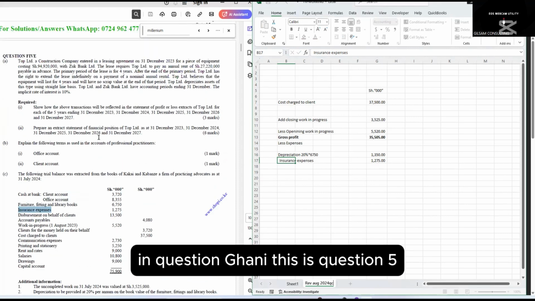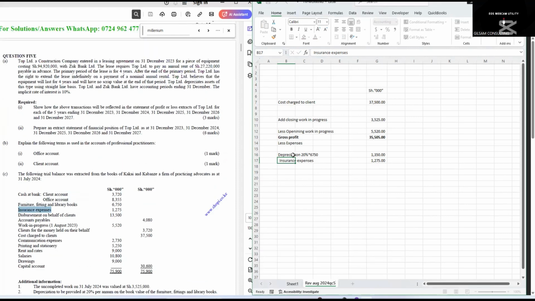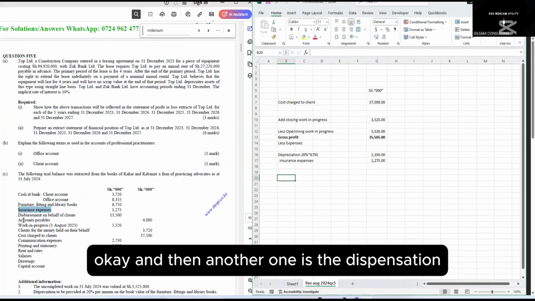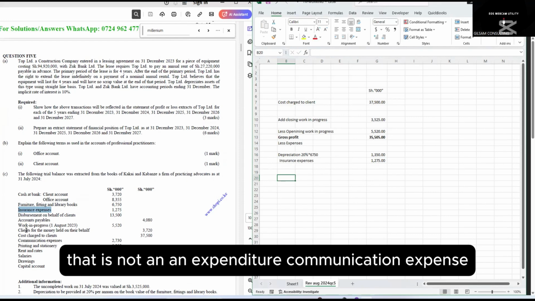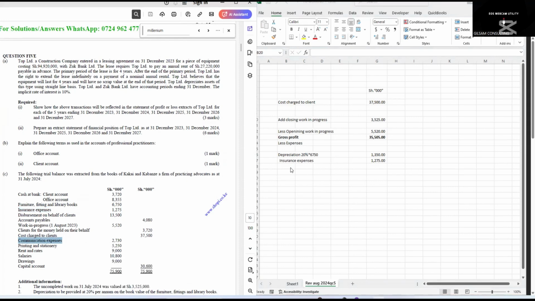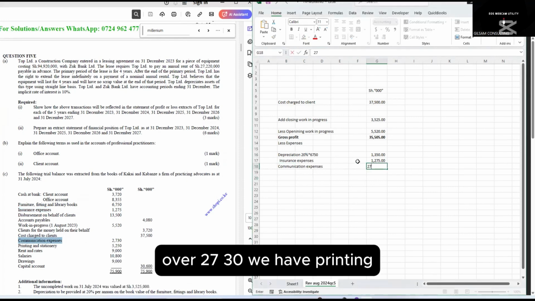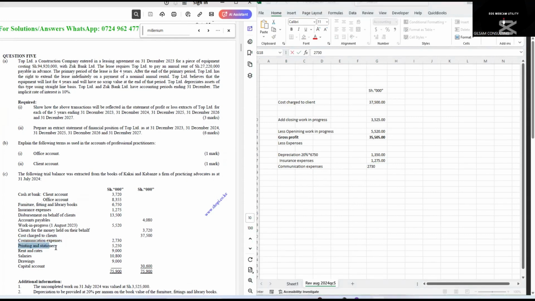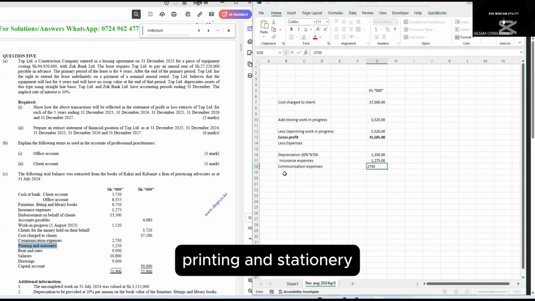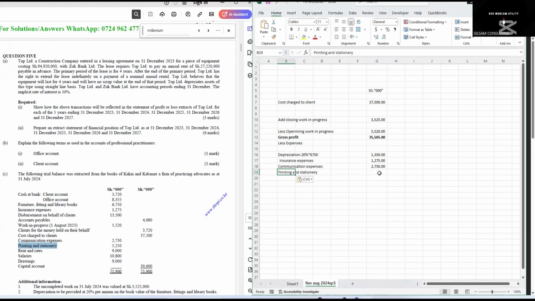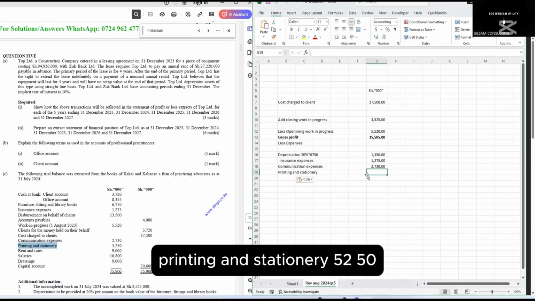Any questions? This is question 5. Okay, and then another one is the disbursement. That is not an expenditure. Communication expense of 27.30. We have printing and stationery, 52.50.